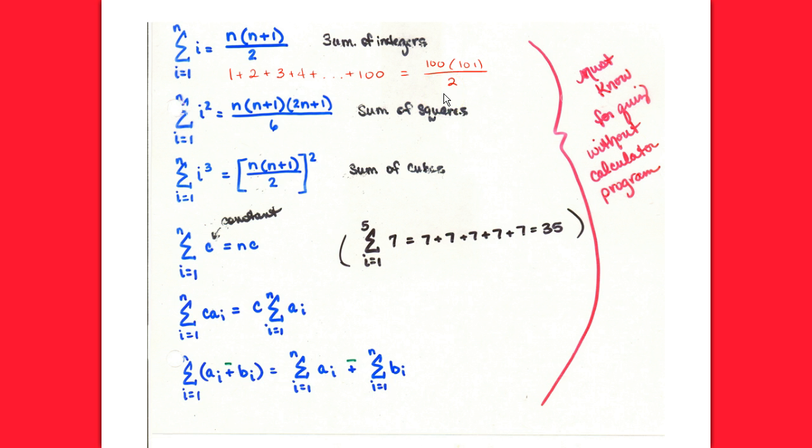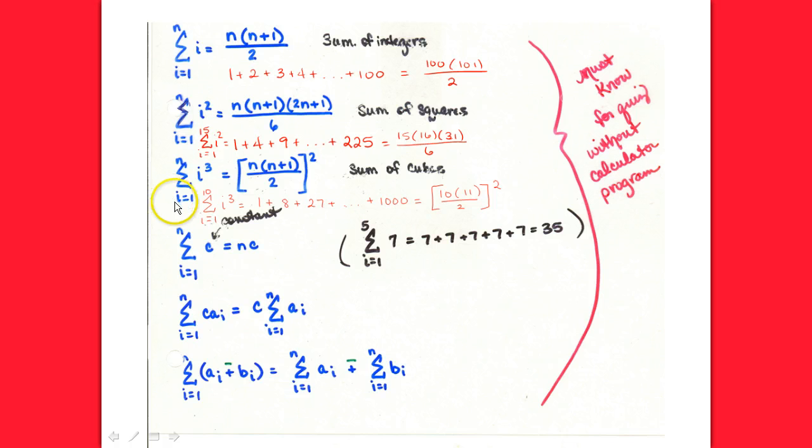100 times 101 divided by 2. If I were trying to find the sum of squares, like the sum of the first 15 squares, 1 squared plus 2 squared plus 3 squared plus 4 squared, then I could say, okay, 1 squared is 1, 2 squared is 4, 3 squared is 9, all the way up to 15 squared is 225. Instead of having to do that, since 15 is in the place of n, I can just say that's going to be 15 times (15 plus 1), 16, times (2 times 15 plus 1), 31. So I'll have 15 times 16 times 31 divided by 6, and that would give me the sum of those squares.